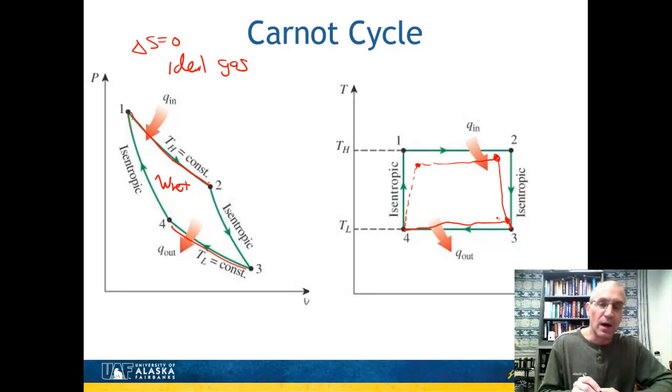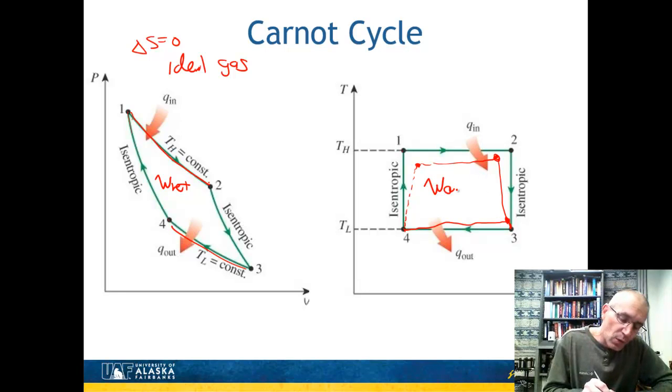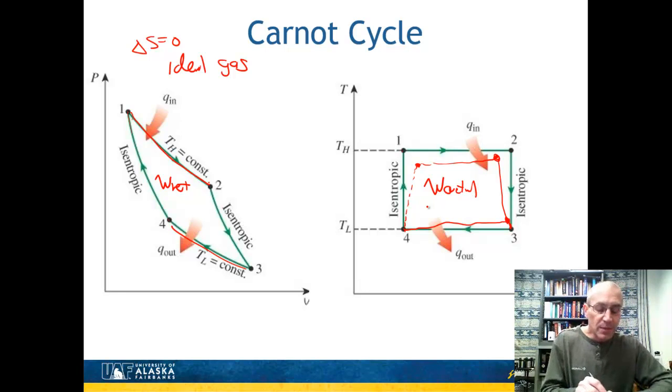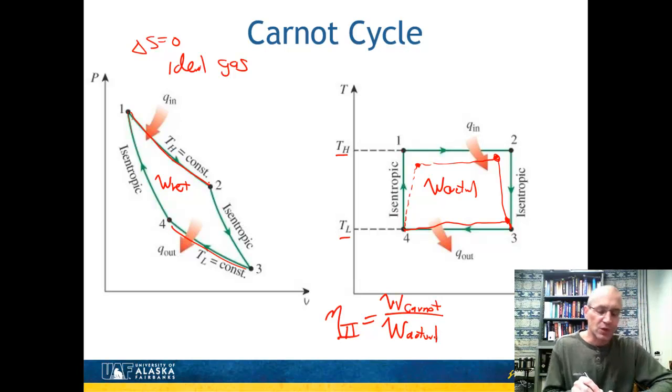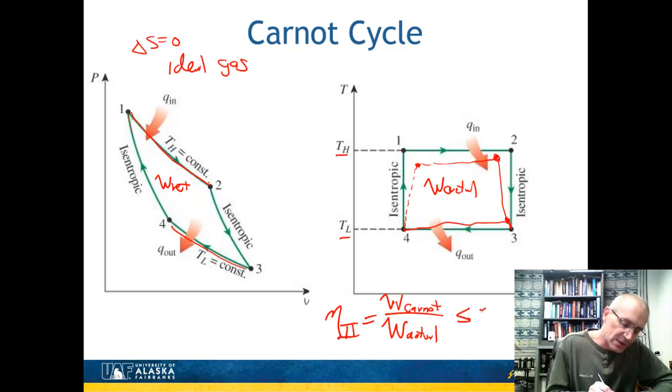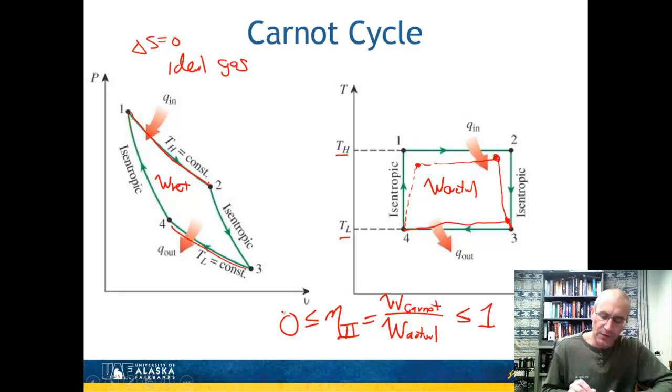But one of the things we recognize is that if this is the actual work, it's always going to be smaller than the Carnot cycle operating between the same T high and T low limits. And we'll be looking at this in more detail. But the area underneath here of my actual work is always going to be less than the Carnot work. And so we can define, for example, a second law efficiency, which is the work of the actual cycle over the work of the Carnot cycle, that large box. It's always going to be less than or equal to 1, and greater than 0.